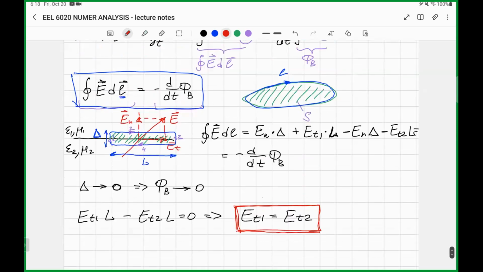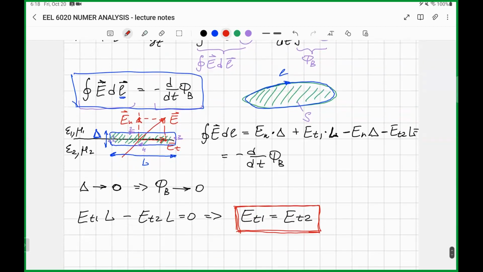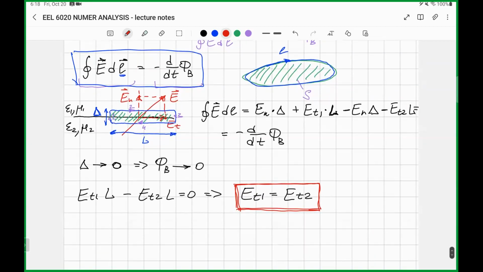Always fair, independent of the presence of other charges, etc. So the tangential component of the electric field is continuous. Like in any case, in any general system, the tangential component of the electric field is continuous.